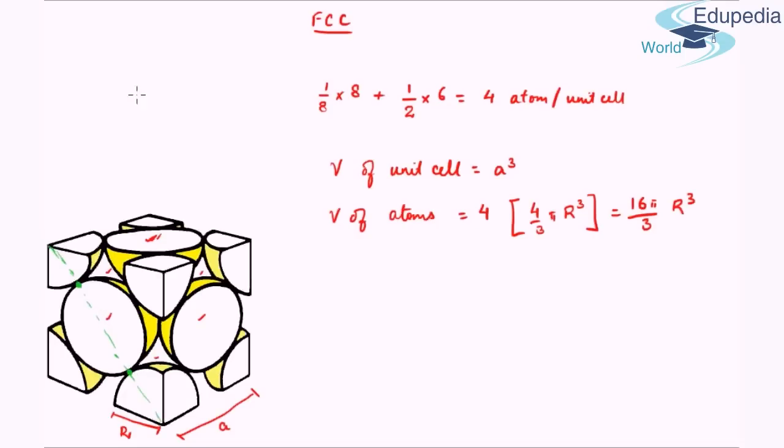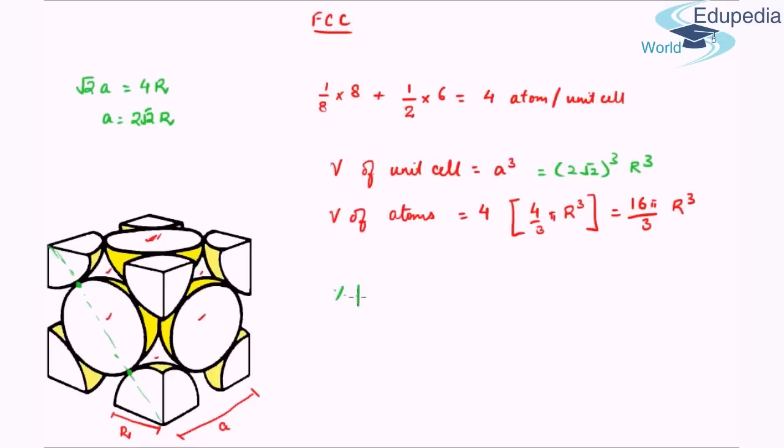Let me make that calculation. This length is root 2 A, and again there are length R, length 2R, and length R, which is 4R. So root 2 A is 4 times R, which gives A equal to 2 root 2 R. I'll plug this over here. This gives (2 root 2)^3 R cube.